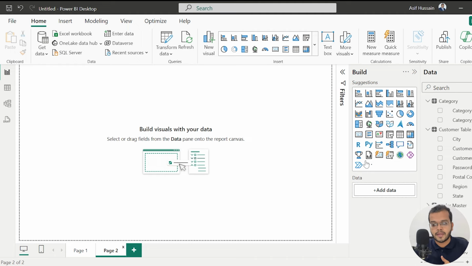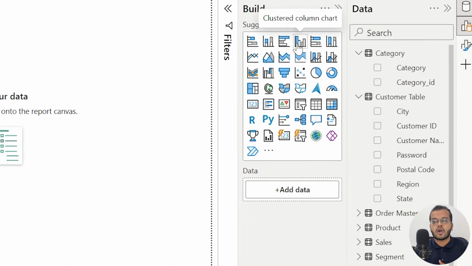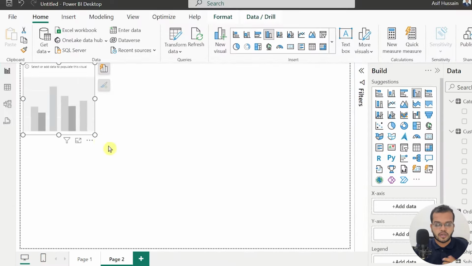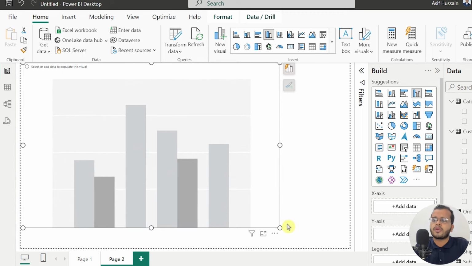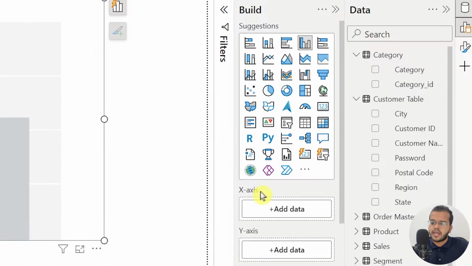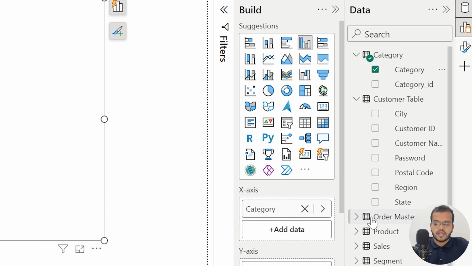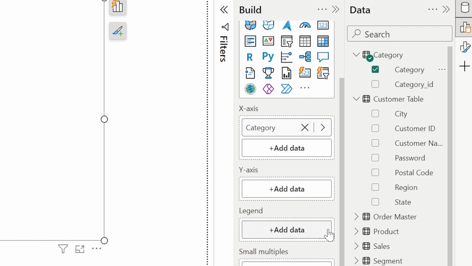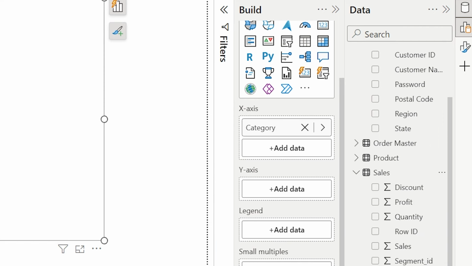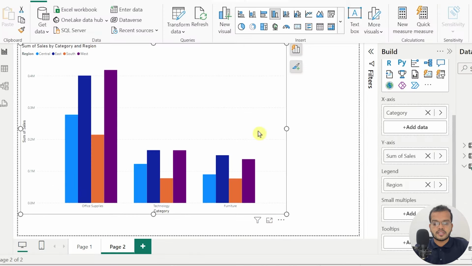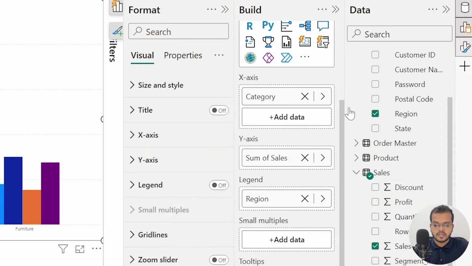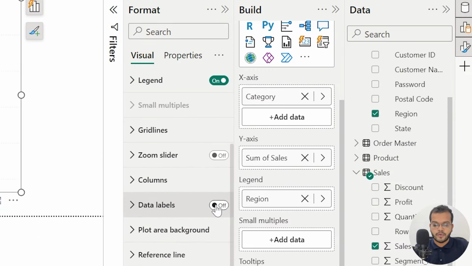Now I'm taking the same example here. Whether you take the clustered column chart or the clustered bar chart, you can use the same data here. So in the x-axis, again I am choosing the category. In the y-axis, let me choose sales, and in the legend, let me choose region. Now I'll turn on the data labels in order to show you the values.